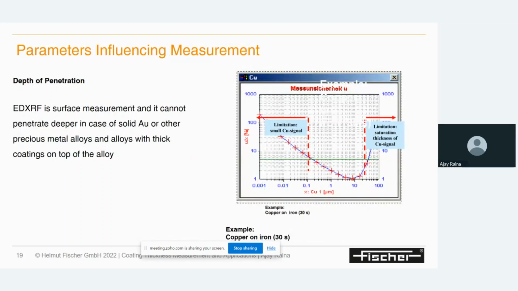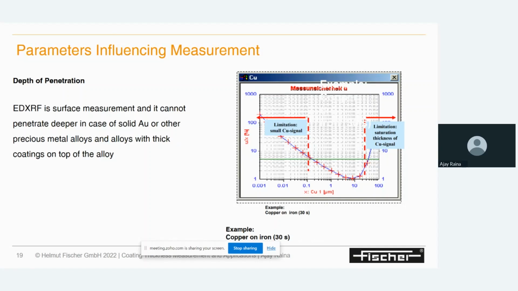Normally, there are a lot of influences when we take the measurement, and the results get affected by different types of parameters. One of the parameters is the depth of penetration. If you have a coating, for example of gold, silver, or tin, say you have done a gold coating of 8 to 10 microns, the X-ray has a penetration power which goes up to a depth depending on the density of the material.